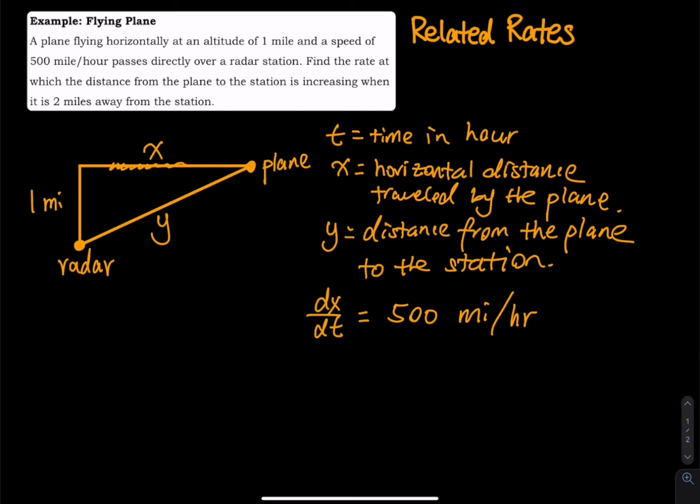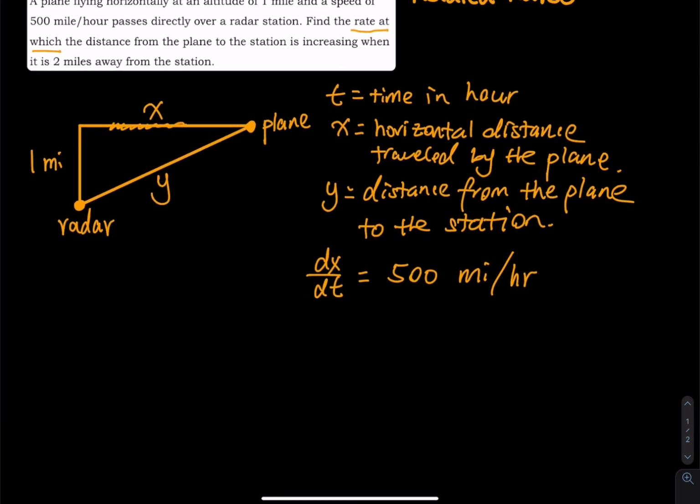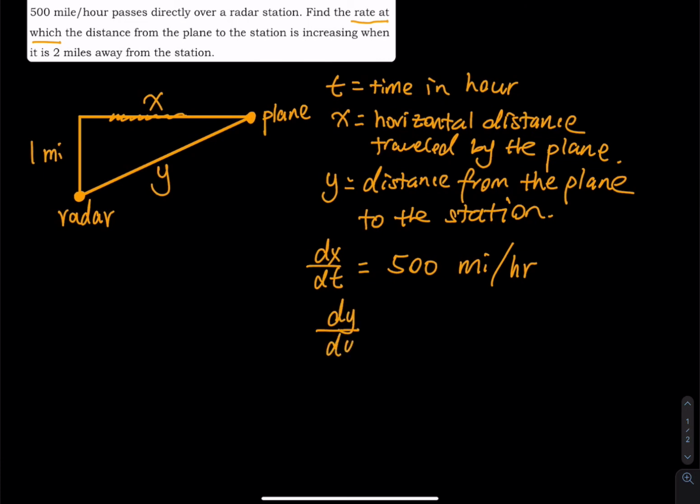And then what is the problem asking? Find the rate at which the distance. Rate at which the distance. So the question is looking for dy/dt. The rate of change of y with respect to t. That is the distance between the plane and the radar station. So what is this? And then what about the 2? When it is 2 miles away from the station. So when the distance between the airplane and the radar is 2 miles, when y is equal to 2. So that is what the problem is asking.